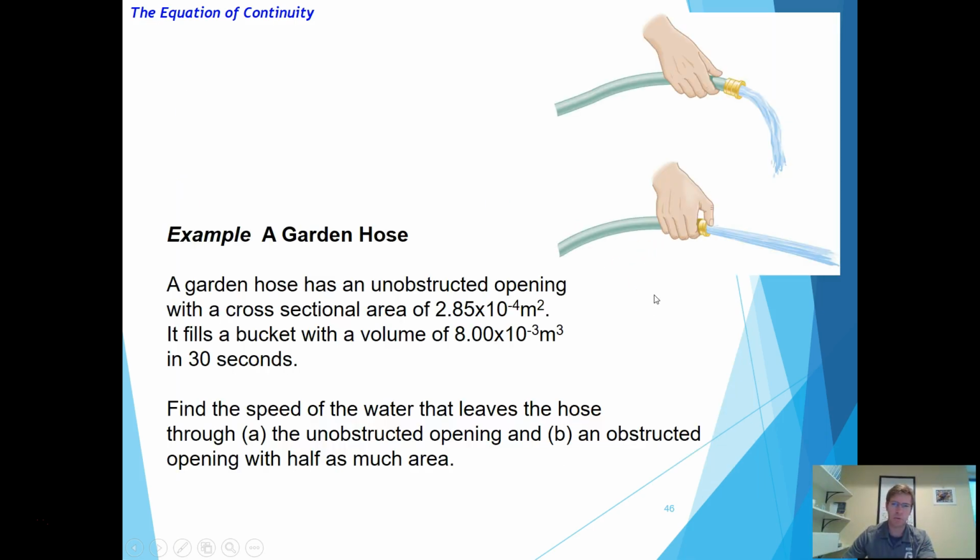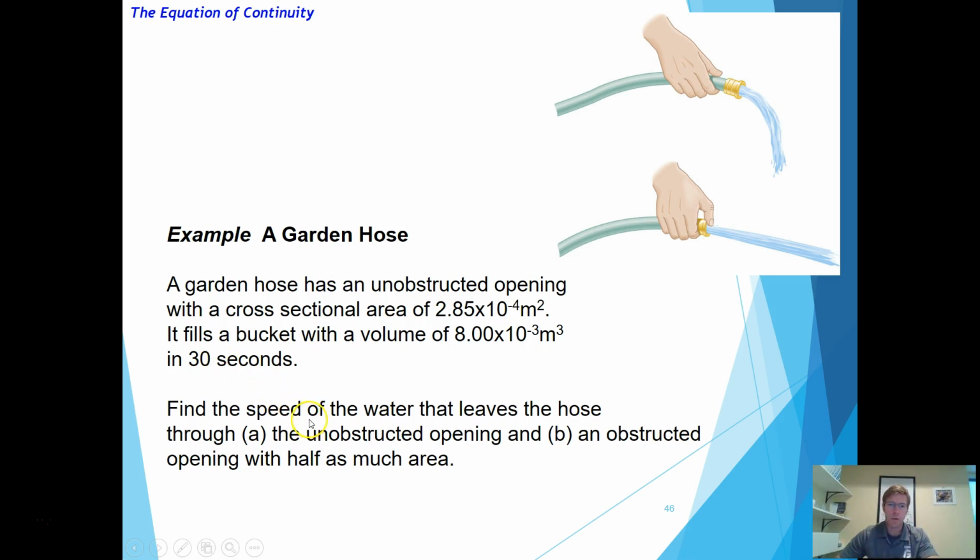So here's just a fun example for you. Say you're filling up a bucket with a hose, right? You're leaving it unobstructed and you're letting the bucket fill up and it seems like it's taking forever. So you decide to cover the hose by putting your thumb over the top to make it shoot out faster. Okay? I've got a couple questions for you about this. First of all, I'll give you some information. Here's the cross-sectional area of the hose when it's unobstructed. The volume of the bucket you're filling up is 8 times 10 to the negative third cubic meters. And when it's unobstructed, you could fill it in 30 seconds.